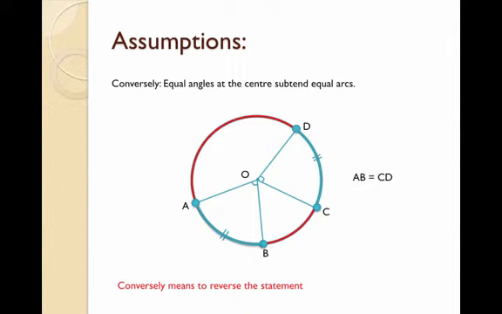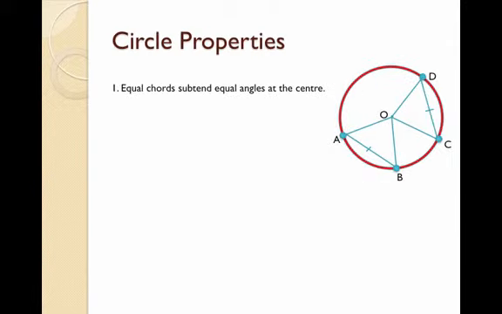We will now investigate our first circle property. It's similar to our assumption, and that is that equal chords will subtend equal angles at the center of a circle. Here we are replacing the word arc with chord, but we are going to prove this to be true.